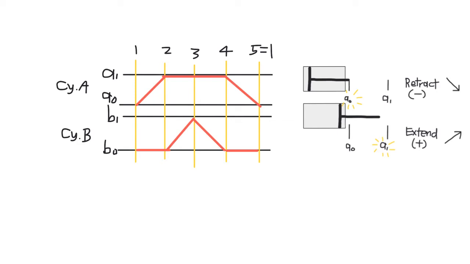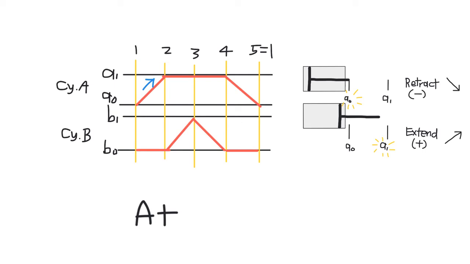The line is rising up. That means cylinder A is extending, where it starts from the A0 limit switch, touching A0, where the actuator is in the normal position, which is the retract position. When the cylinder extends, the line moves forward, rising up, and touches the limit switch A1. So that means the first sequence is A plus, which means cylinder A extends.